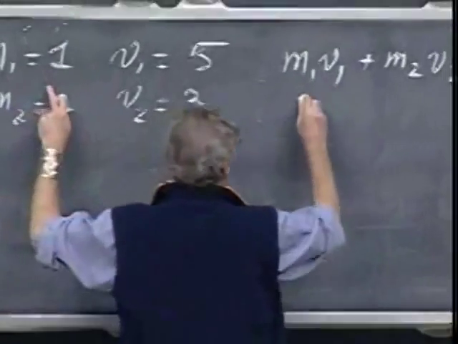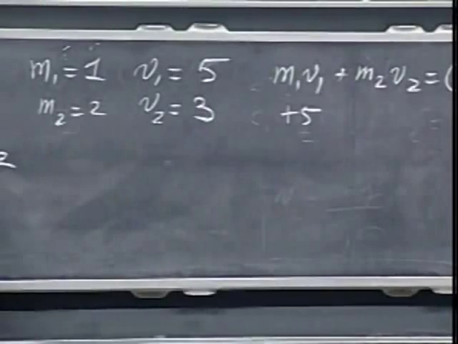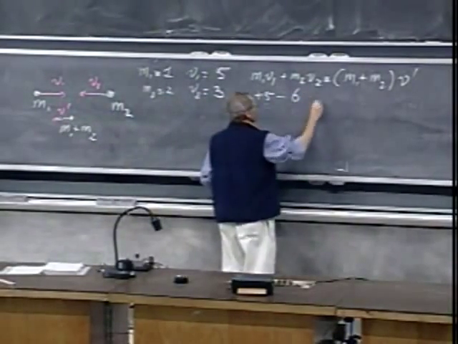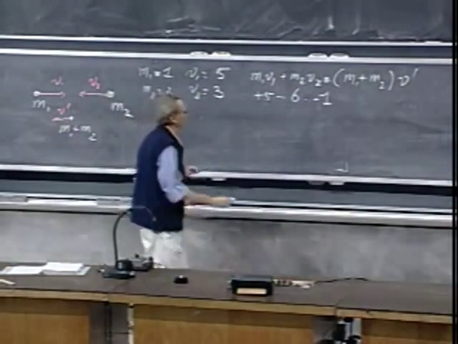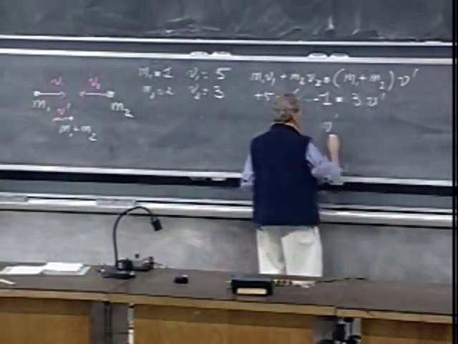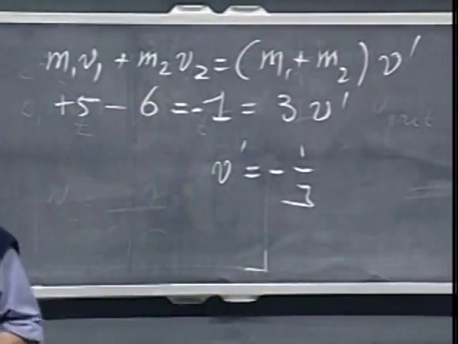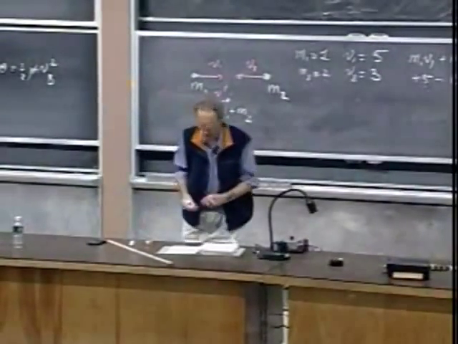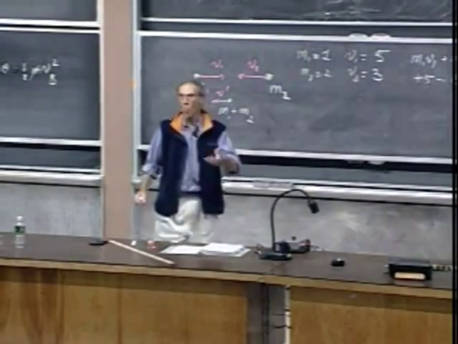M1 V1 is 1 times 5, that is plus 5. M2 V2 is going to be negative because I must now observe this as a minus 3, so I get minus 6. So the momentum before and after the collision must be minus 1, and that must be equal to 3 times V prime. And V prime is therefore minus 1/3 meters per second. And so these objects will stick, and after the collision, they will move with a speed of 1/3 of a meter per second. Kinetic energy was almost exclusively lost.